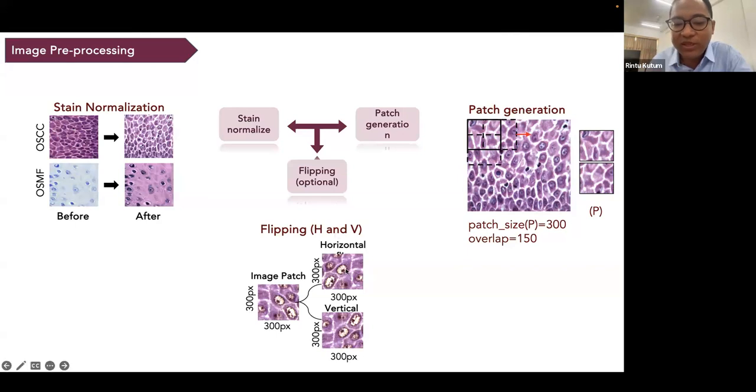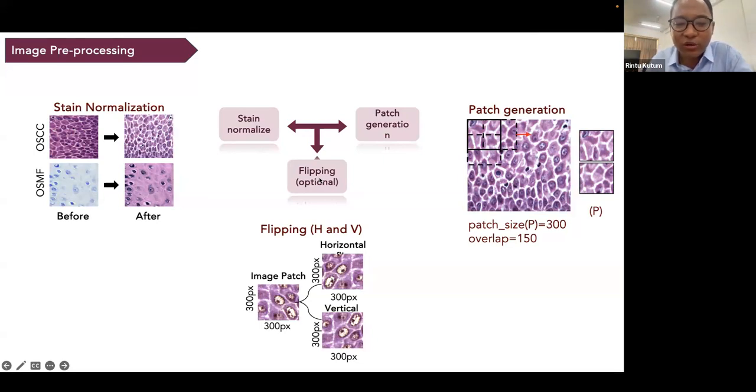For example, flipping is very important. A nice example in deep learning is, if you have an image of a cat, you don't provide only one snapshot of the cat. You rotate it at various scales so that your algorithm can detect the cat from the image itself. That process is flipping.